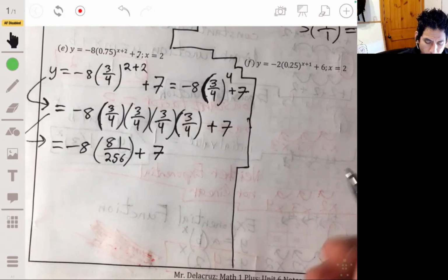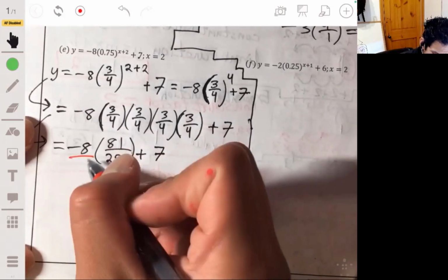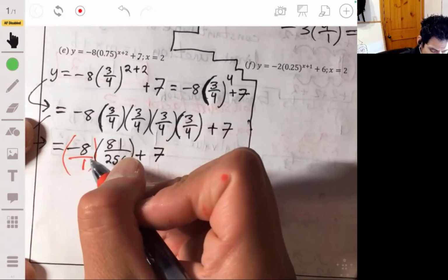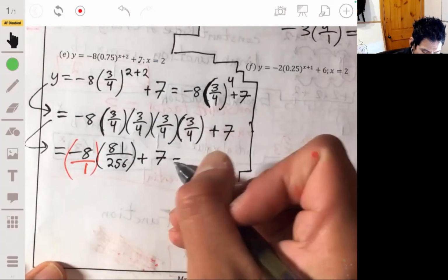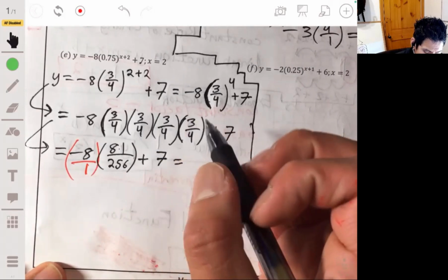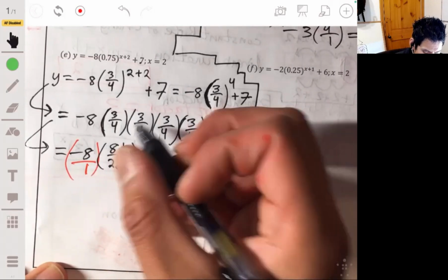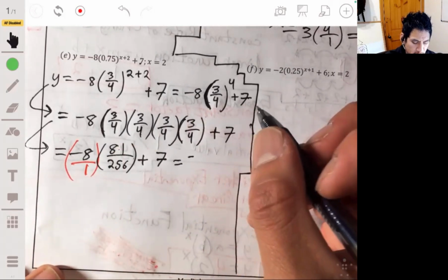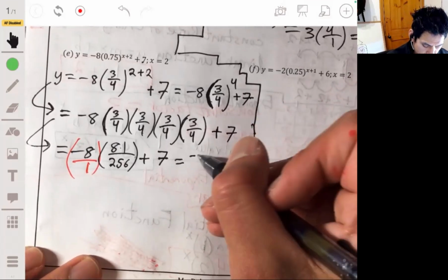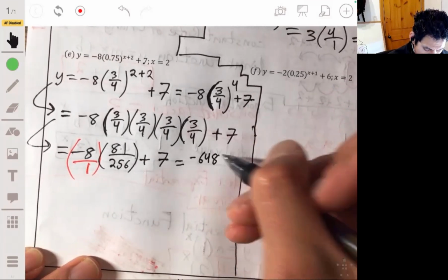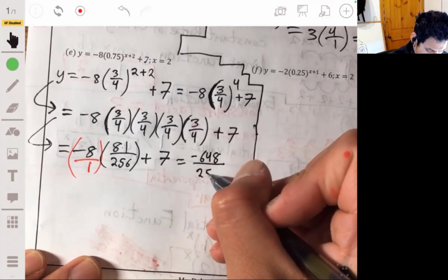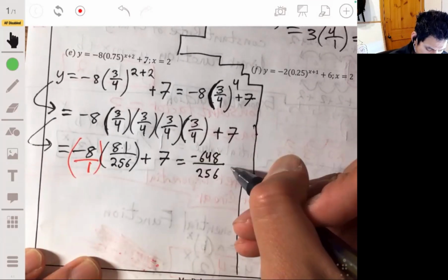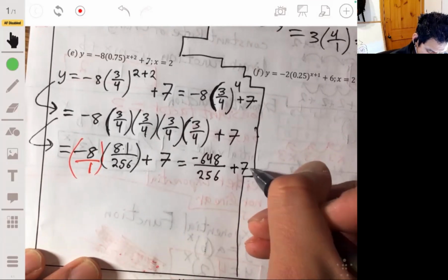All right. Now with this, let's recognize that -8 over 1 is the same as -8. And so then we can just multiply -8 times 81, which is what, 8 times 80 is 640, so this is -648. I hope I did that right. -648 over 256, again, we just multiply across, plus 7.